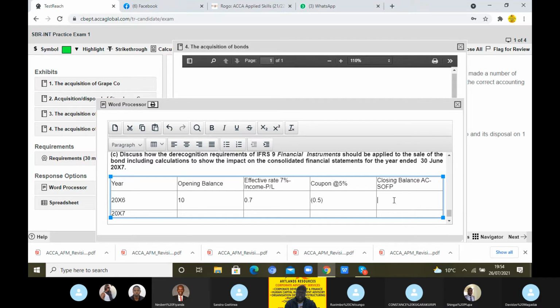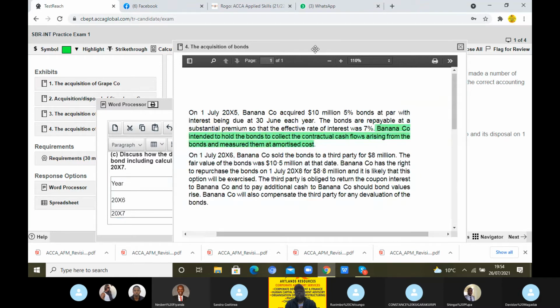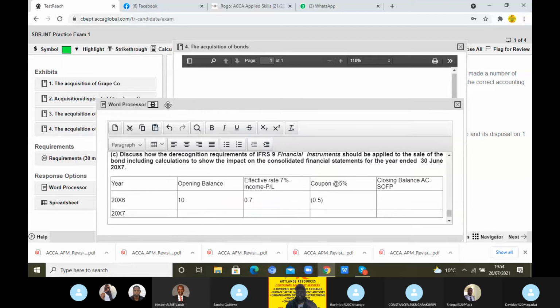And then why are we using 10 million? Because the bonds were acquired at par. If the bonds were acquired at another value, which is not par, coupon will be calculated on par, but effective interest will be calculated on opening balance, which is the fair value of those bonds. So the closing balance of the bonds is 10.2 for the first year. Then second year, you then put 10.2 because these bonds are being held at amortized cost. You know, this is how you proceed.